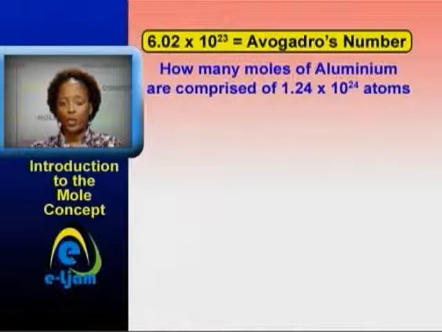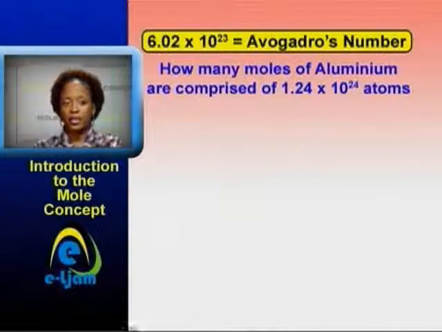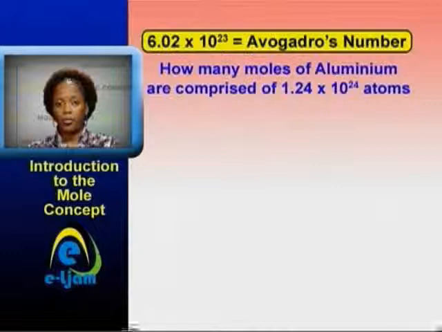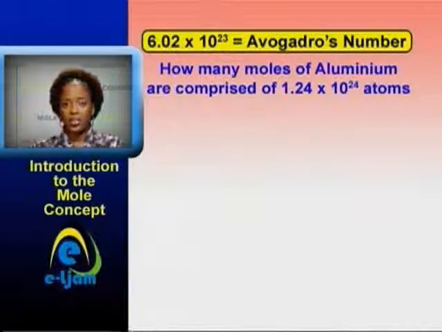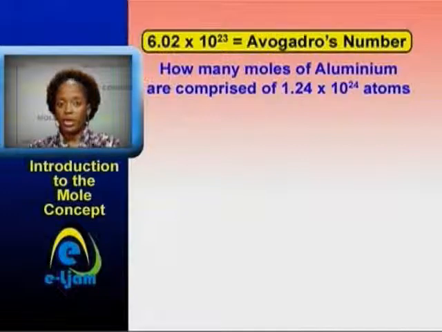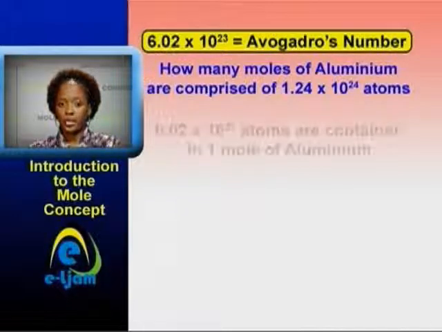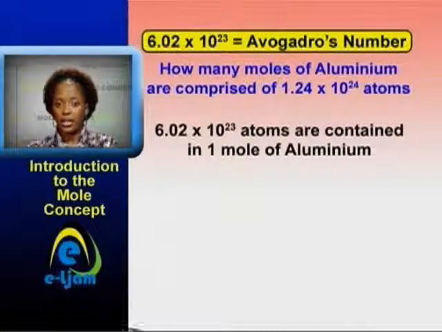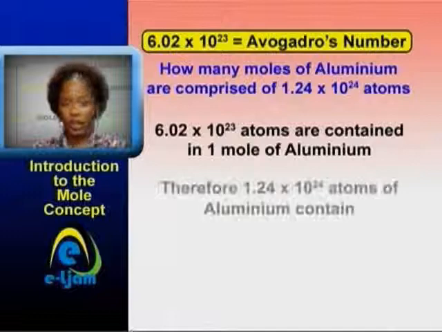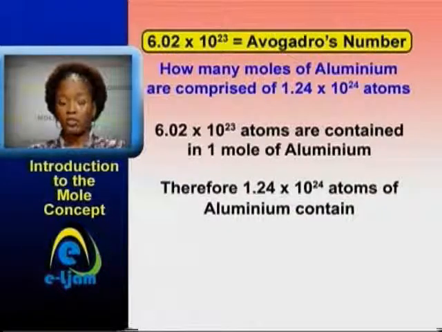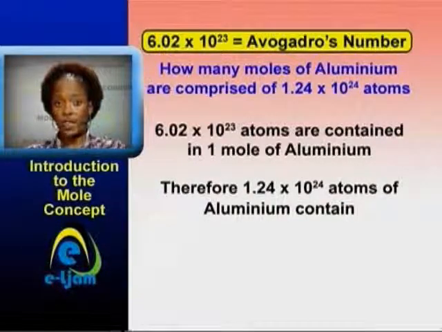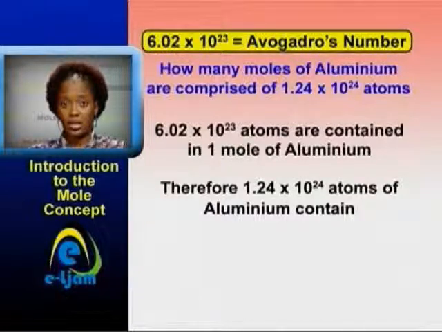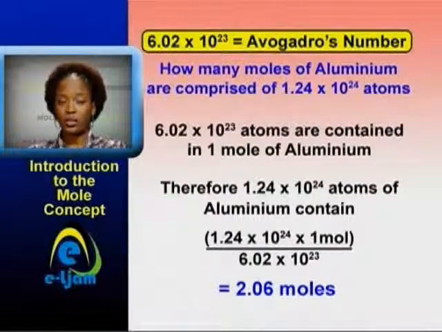Example 2. How many moles of aluminium are comprised of 1.24 times 10 to the 24 atoms? Again, we put in the information we know. 6.02 times 10 to the 23 atoms are contained in 1 mole of aluminium. Therefore, 1.24 times 10 to the 24 atoms of aluminium contains 2.06 moles.